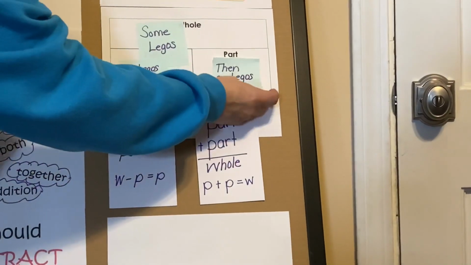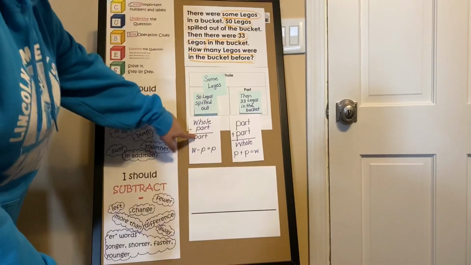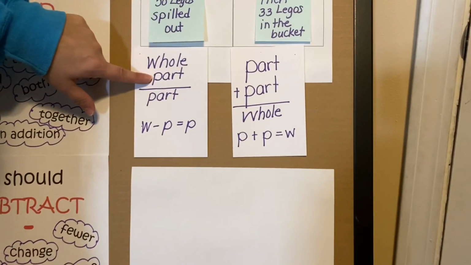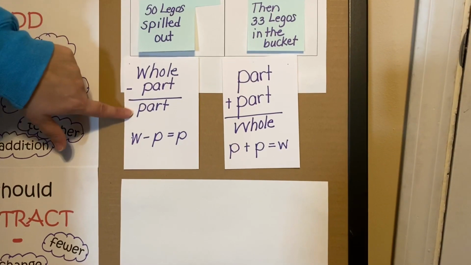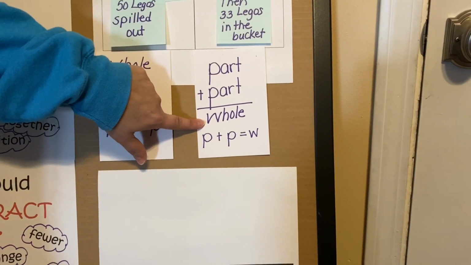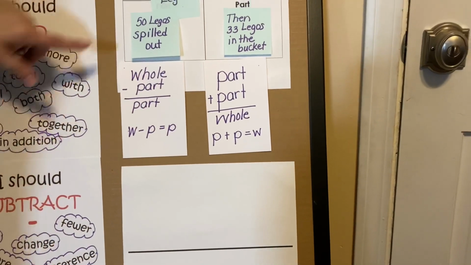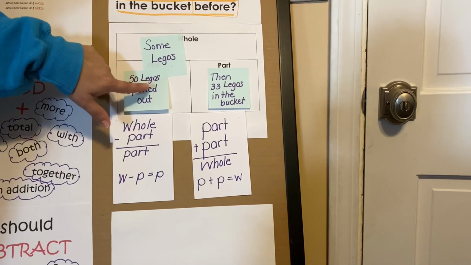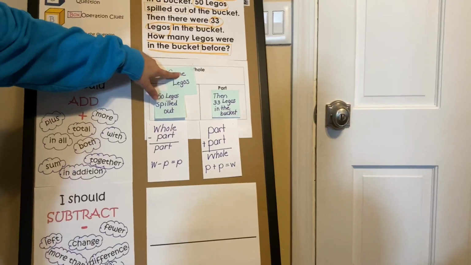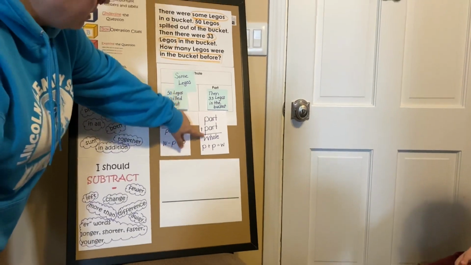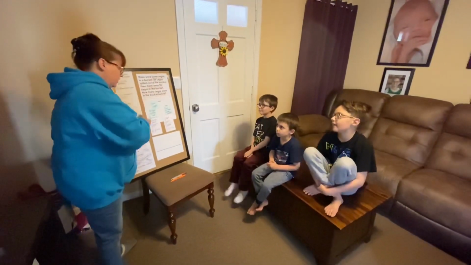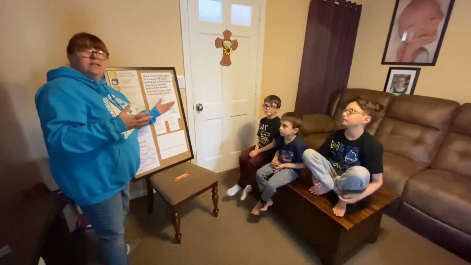Yes, very good. Okay, so now if I look here at my little, I like to call it my little cheat sheet. If I have a whole and a part, I have to subtract to get the other part. And if I have a part and a part, that tells me I have to add to get the whole. So, if I look at my part-whole, I know I have 50 as a part here and 33 as a part here, so I have to get the whole. So part plus part equals whole. So what am I going to do? Add or subtract, Jonathan? Add. So today we're going to use an open number line to add this problem.